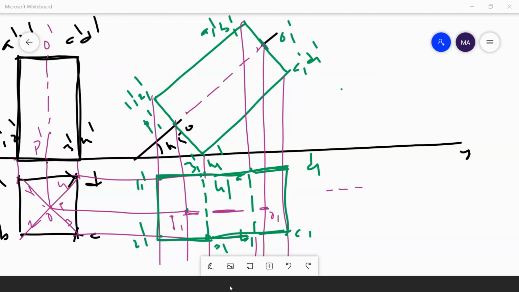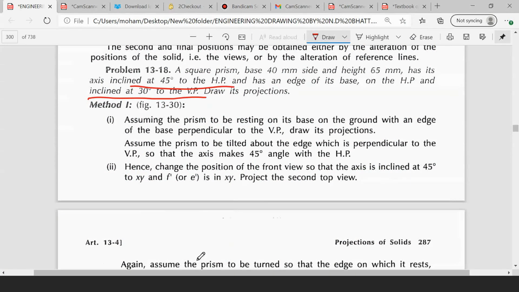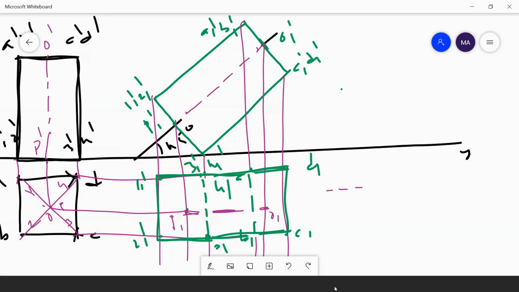So in the question he has given, on the HP and inclined at 30 degrees to VP, and has an edge of its base on the HP, which is on the basis of the HC is inclined at 30 degrees to VP. So VP means we'll draw the inclination in HP. Understand? This one is A1, B1, C1.